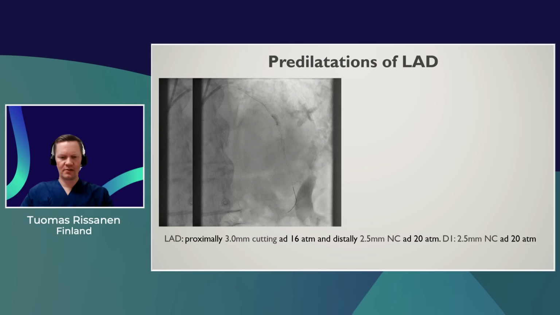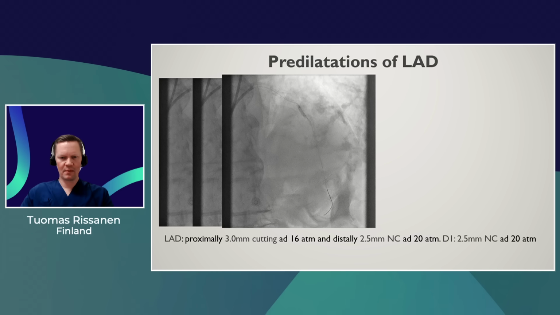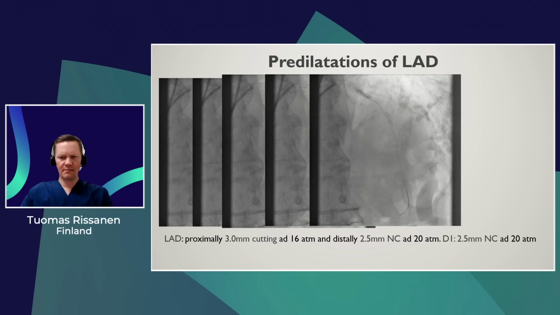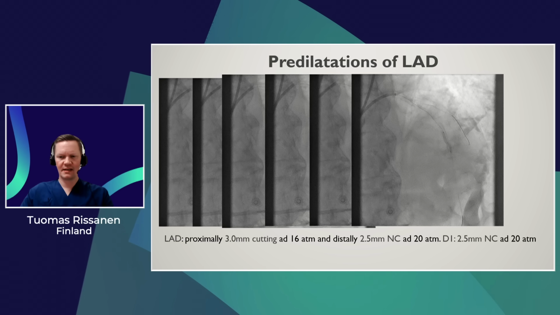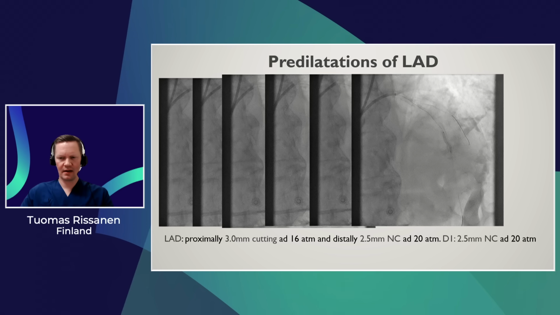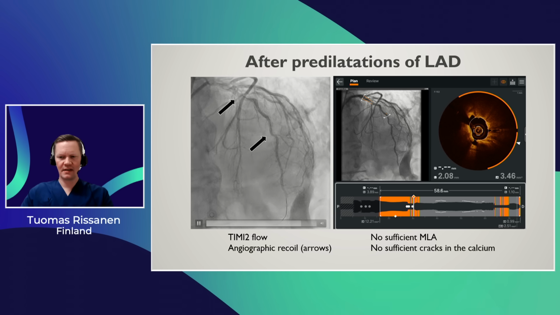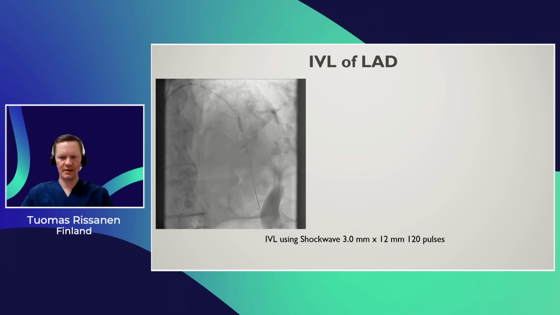After that, we used a 3.0 cutting balloon for the mid and proximal part of the LAD, and then NC ballooning, 2.5 NC ballooning for both LAD distal and diagonal at high pressure. However, repeating OCT, you can see that if you calculate MLA, it's suboptimal in the proximal part of the LAD, only 3.5 square millimeters, and still we see no sufficient cracks in the calcium. So we need to do more lesion preparation, either for DCB or stenting.